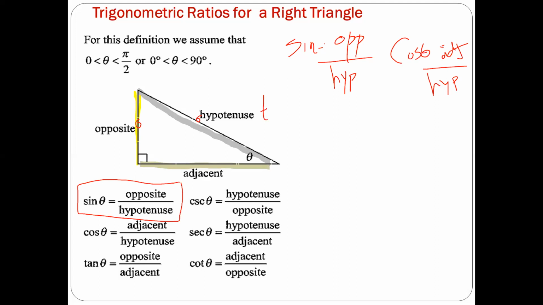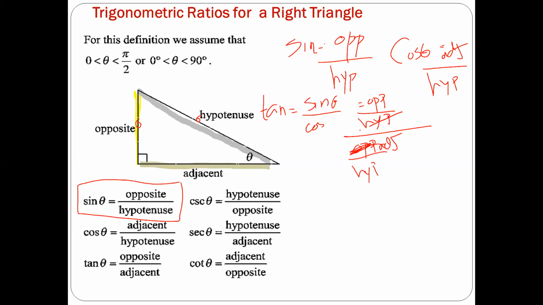Now, I told you in the first lesson that tan is sine of theta over cosine. We know that sine is opposite over hypotenuse, and cosine is, sorry, adjacent over hypotenuse. The hypotenuse and hypotenuse cancel each other, so it will be opposite over adjacent. So the tan is opposite over adjacent, as you see.